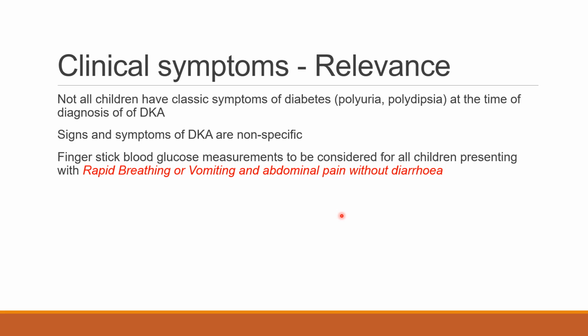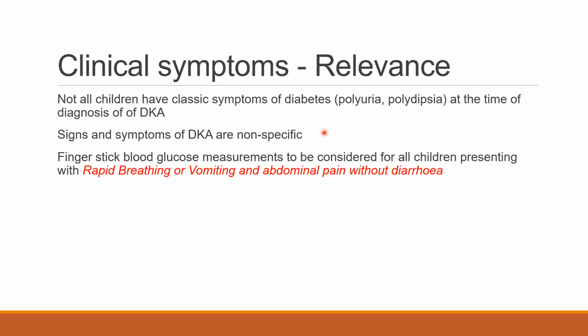Clinical symptoms relevance. Not all children have classic symptoms of diabetes like polyuria and polydipsia at the time of diagnosis of DKA, and the signs and symptoms of DKA are non-specific. The signs and symptoms we just discussed, like dehydration, pain abdomen, nausea, vomiting, Kussmaul breathing, are non-specific. Those can develop in a lot of other conditions also.